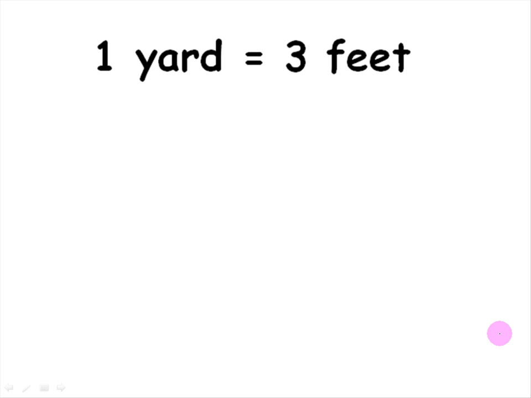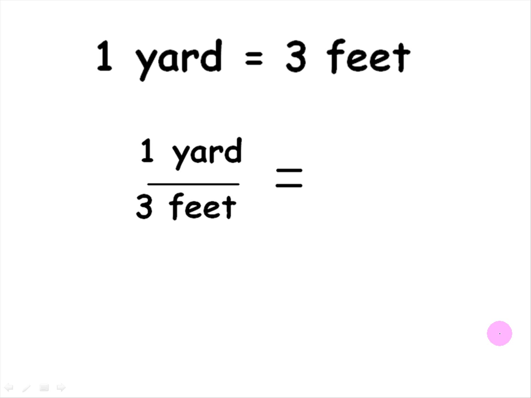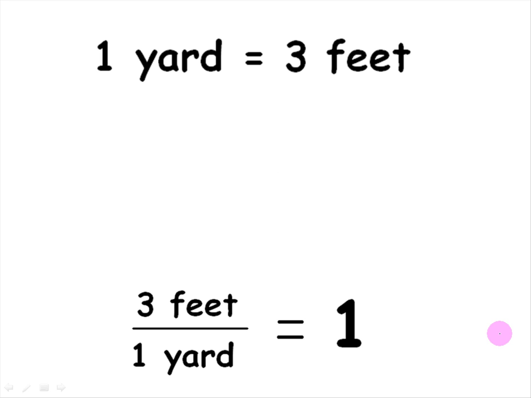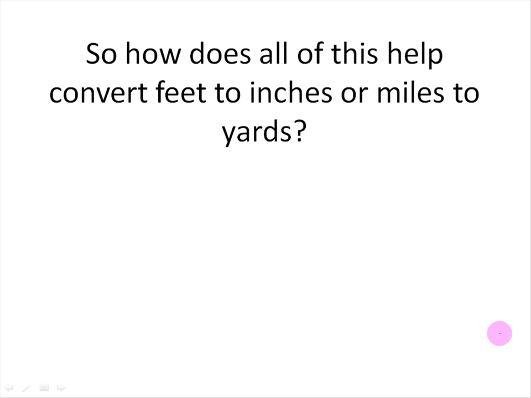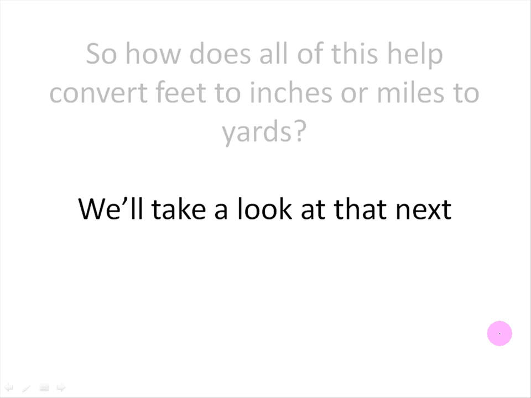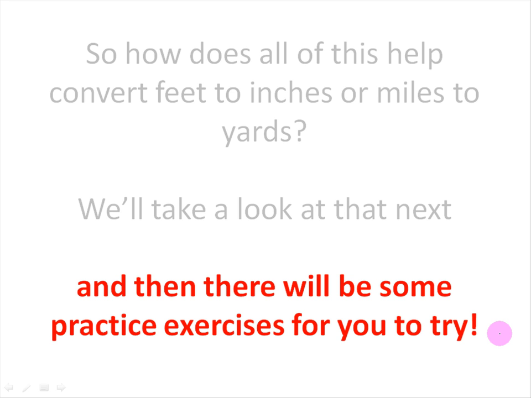1 yard equals 3 feet. We can put the yard in the numerator's position and feet in the denominator's position, and that equals 1. 1 yard over 3 feet. Or we can flip that over and have 3 feet, feet in the numerator's position, and yard in the denominator's position, and that equals 1. So how does all this help us convert feet to inches or miles to yards? Well, we'll take a look at that next, and then there will be some practice exercises for you to try.